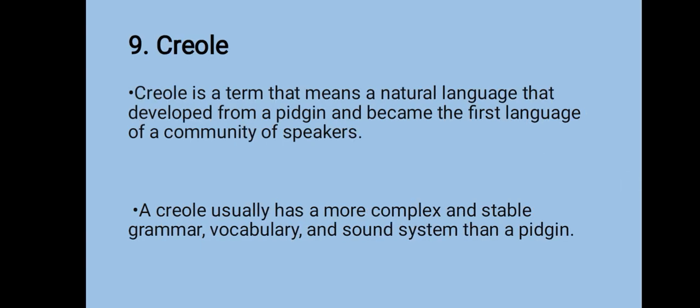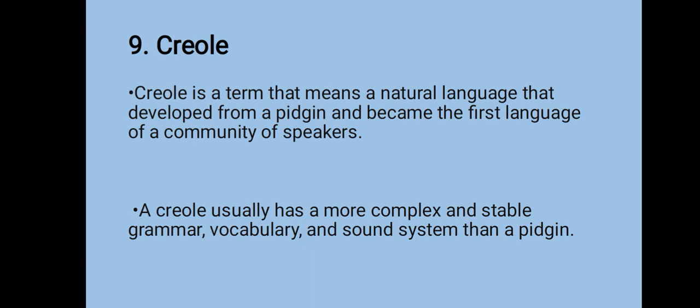So, there comes another variation of language and it is Creole. So, Creole is a term that means a natural language that developed from a pidgin and became the first language of a community. A pidgin is a simplified form of communication that emerges when people who do not share a common language need to interact with each other.